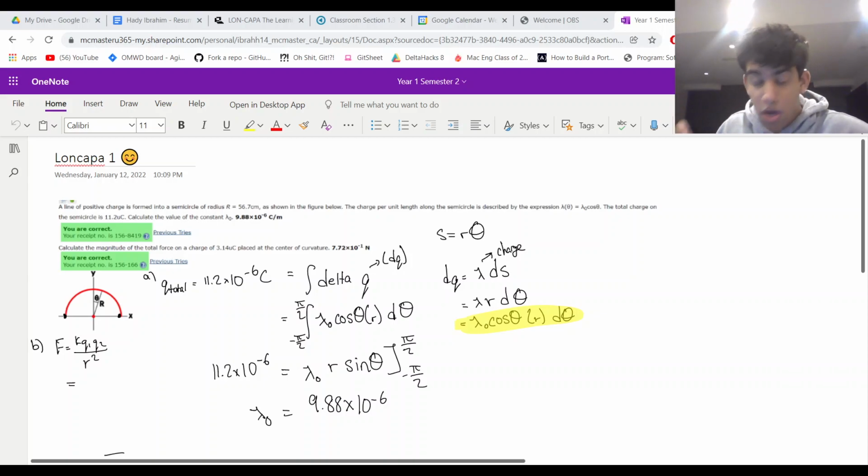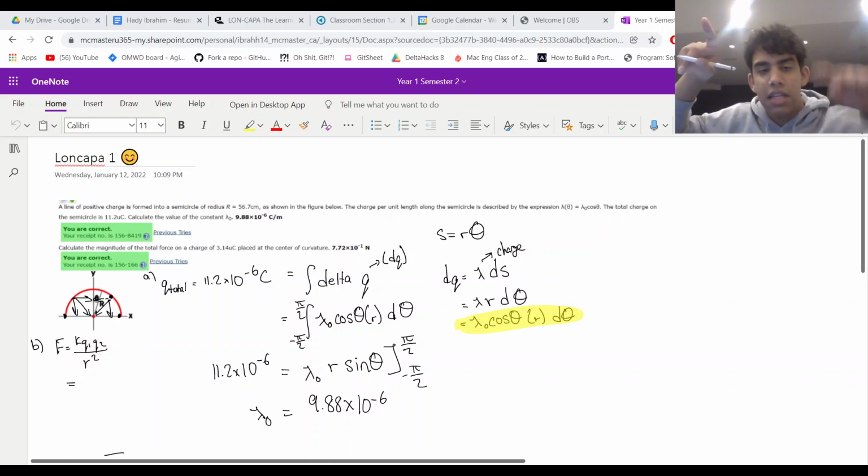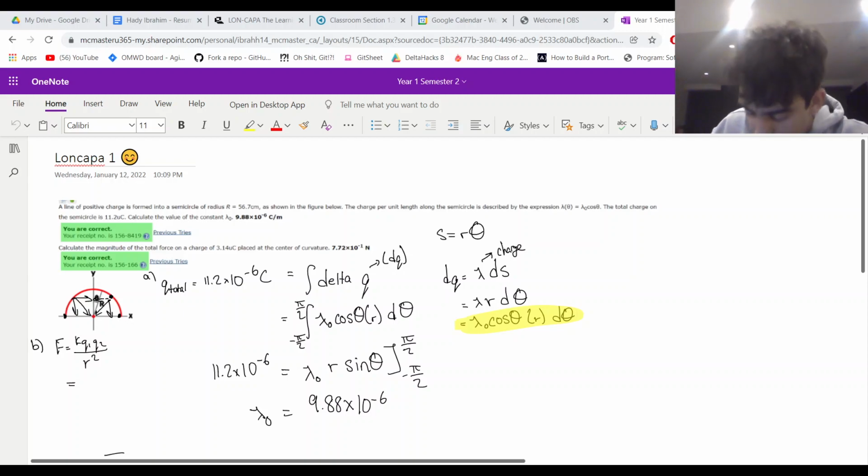Before I even write anything, we know that if there's a point on the semicircle, let's say here, and it's exerting a force like this, and the other one's exerting a force like that, the forces in the x directions will cancel out. It's only the forces in the y directions that occur, right? And we can see as well that the forces are going to be equal on both sides every time in the y.